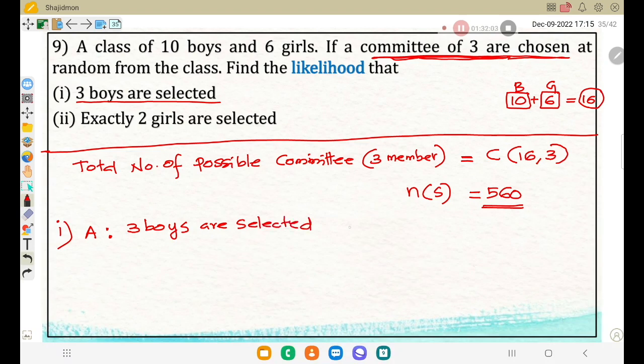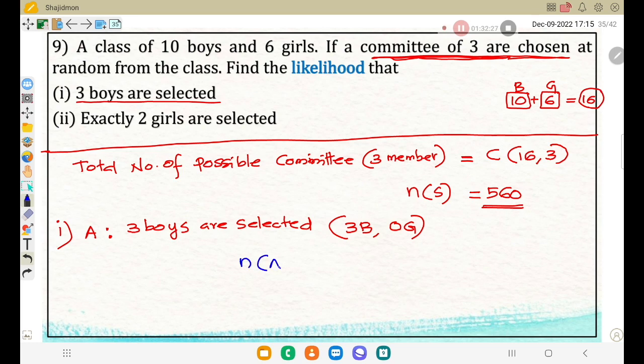3 boys are selected. That means what? We have 3 boys in that committee and how many girls? 0 girls, correct? Because totally 3 students. So 3 boys means there should not be any girl there. 0 girls, that is the meaning. So what is the number of elements of A? We can select a number of possible committees having 3 boys, correct?